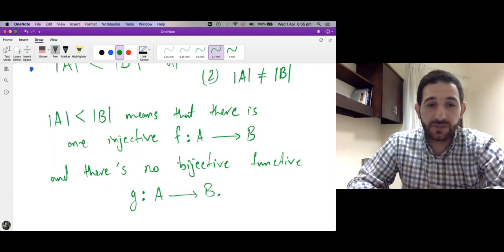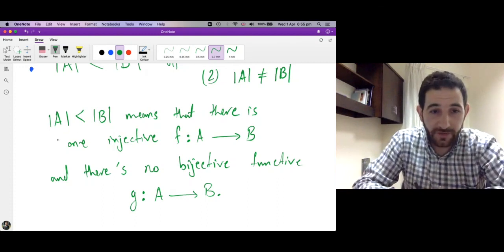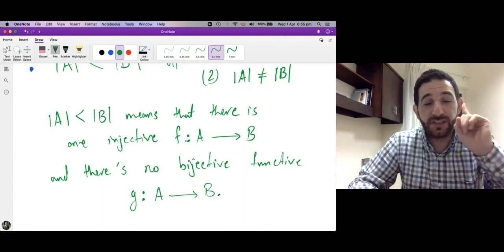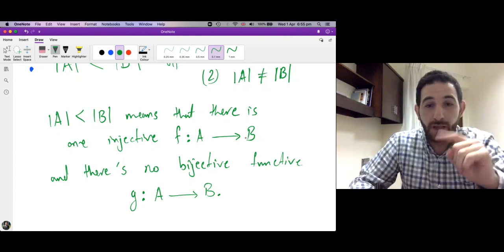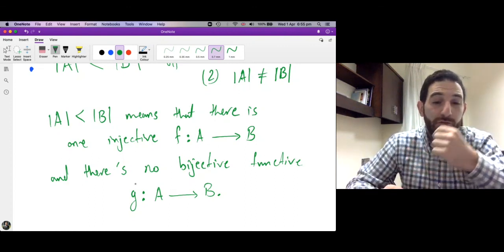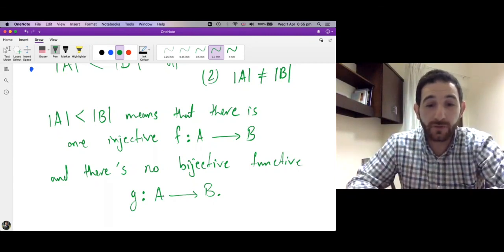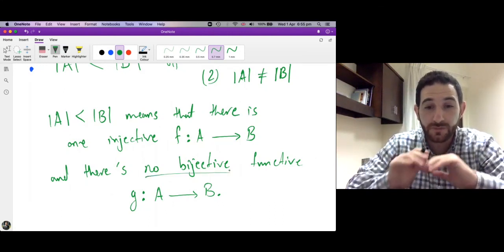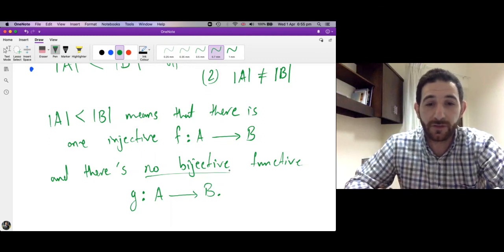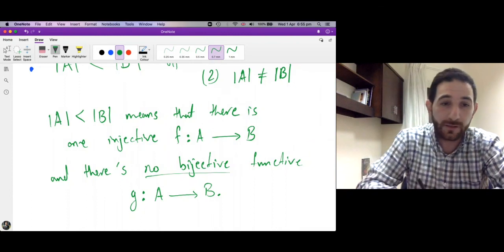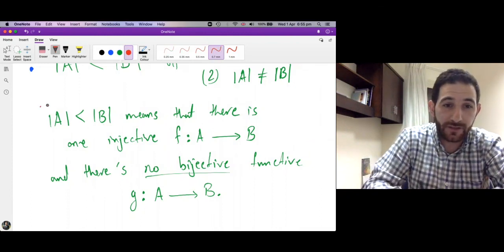Okay, let me say this in words again. The cardinality of A is strictly less than the cardinality of B means we have at least one function which is an injective function from A to B. And if you examine any function whatsoever from A to B, you will find out that this function is not bijective. It's impossible to find a bijective function from A to B. Okay, so if these two points hold, then we say that the cardinality of A is strictly less than the cardinality of B.